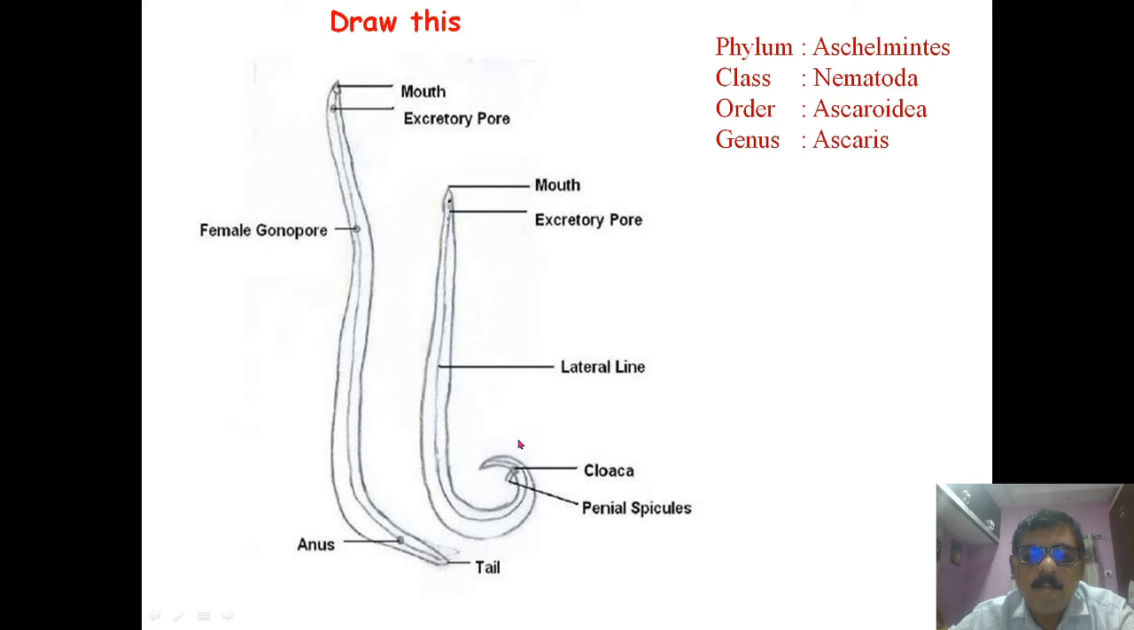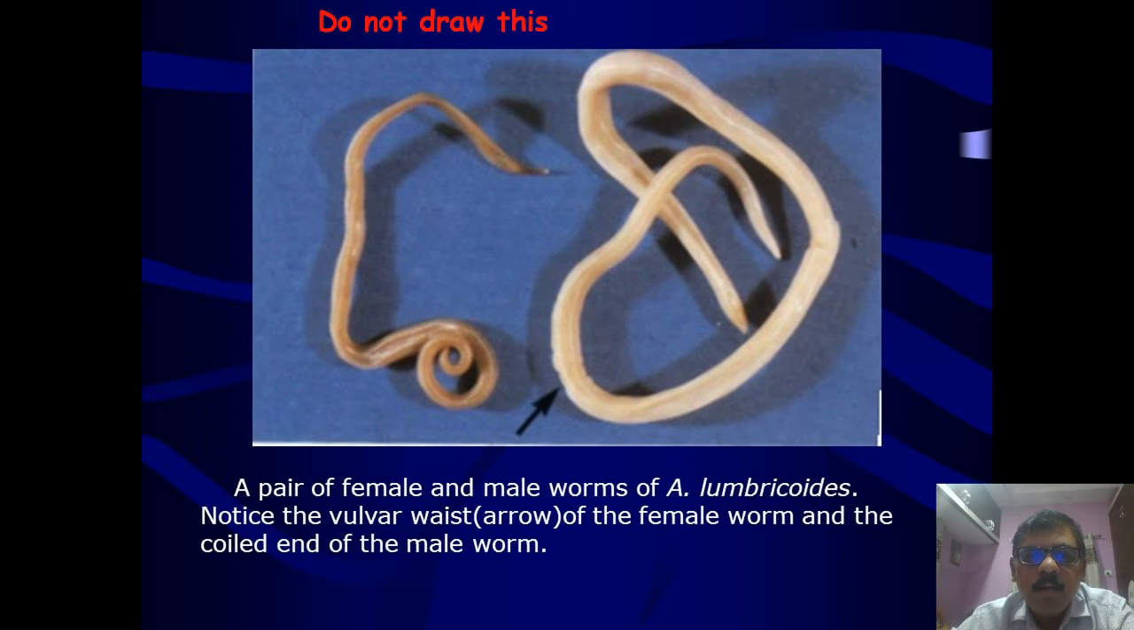This is the male and this one is a female. The female is larger than the male, and the male has a curved end with penile spicules for mating or reproduction. This is the female with the female gonopore, and this is the male at the end, or tail region. It has the cloaca, and near the cloaca are the penile spicules. This larger one is the female and the smaller one is the male, with the curved end.